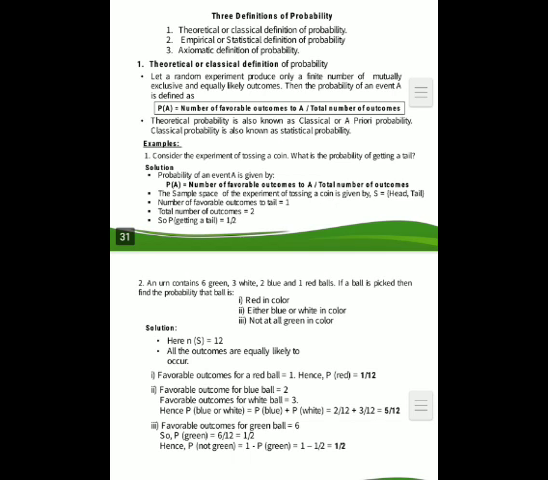Favorable outcomes for a blue ball is equal to 2. Favorable outcomes for a white ball is equal to 3. Hence, P(blue or white) is equal to P(blue) plus P(white), which is equal to 2 over 12 plus 3 over 12, which is equal to 5 over 12. Favorable outcomes for a green ball is equal to 6. So, P(green) is equal to 6 over 12, which is equal to 1 over 2. Hence, P(not green) is equal to 1 minus P(green), which is equal to 1 minus 1 over 2, which is equal to 1 over 2.